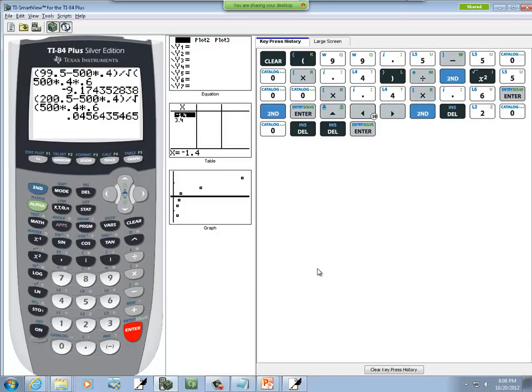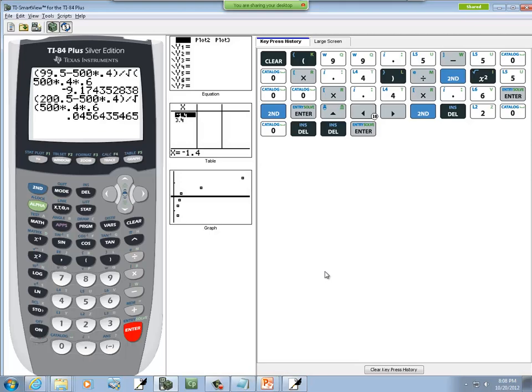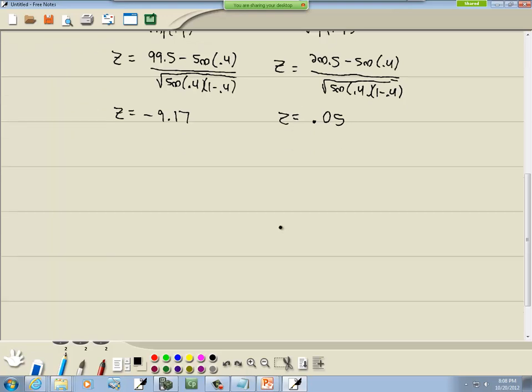I just made these numbers up. I probably should have checked them a little bit more. 2 decimal places, 0.05. Okay. Now what a picture looks like is now we got negative 9.17. And over here we got 0.05. And we're shading in between.